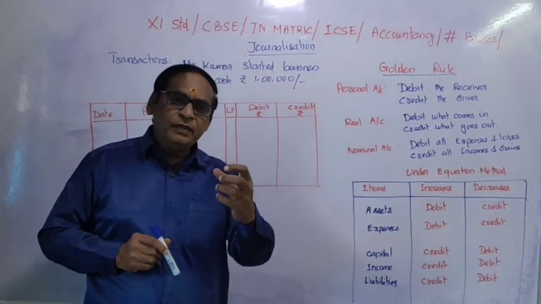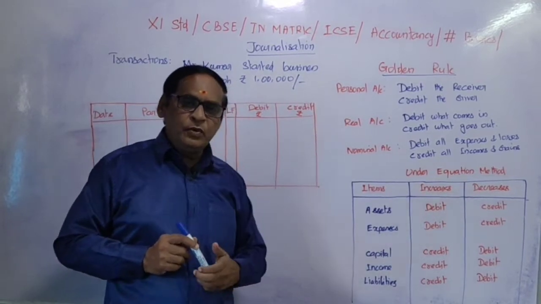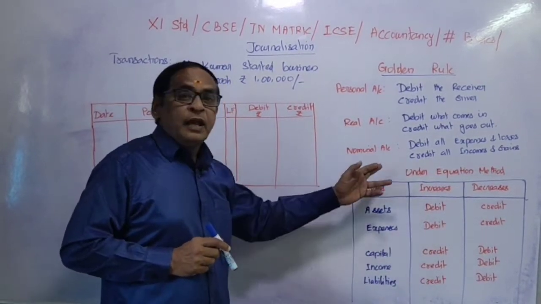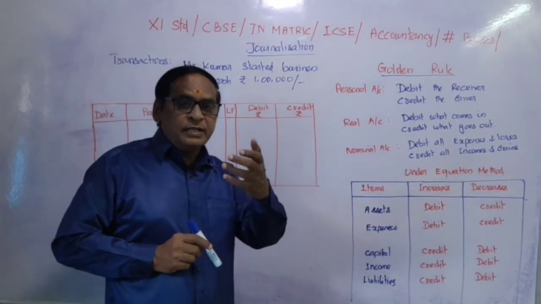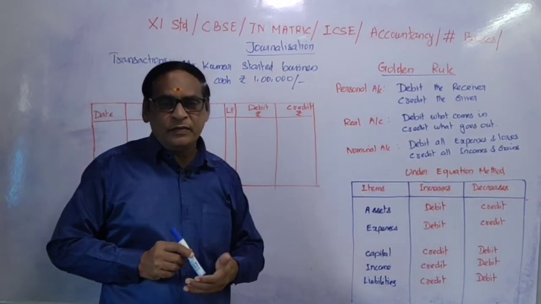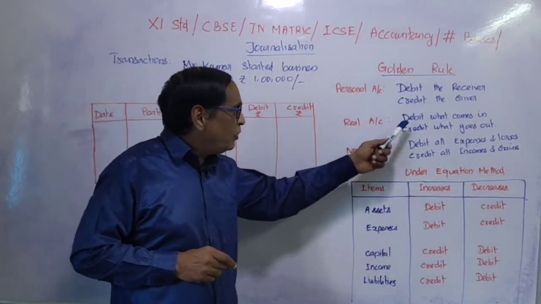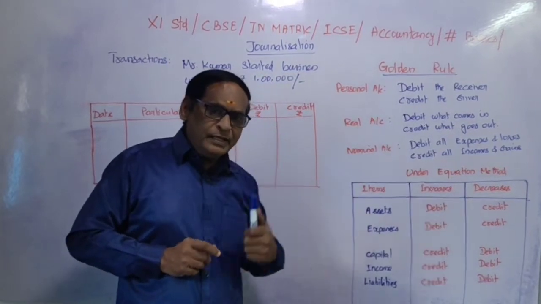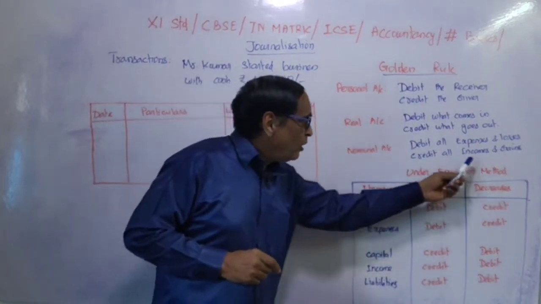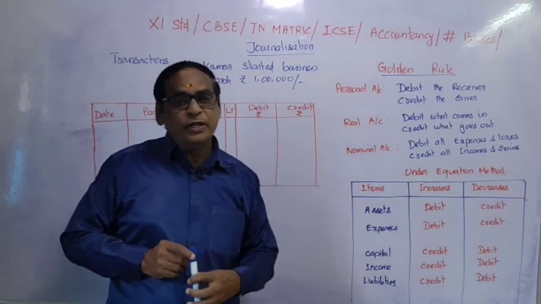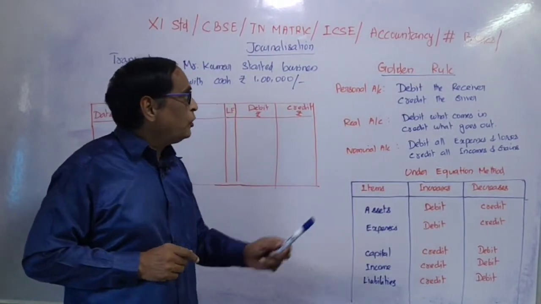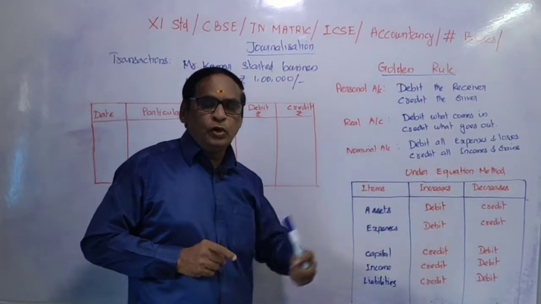So according to nominal account, credit all incomes and gains. For example, if you receive any commission or interest received, that means cash account debit because cash is coming. Commission means in terms of cash you are receiving. So according to real account, debit what comes in. So cash is coming inside, and then credit all incomes and gains. That commission received account is to be credited. Understand? So that is one type of rule, the golden rule.